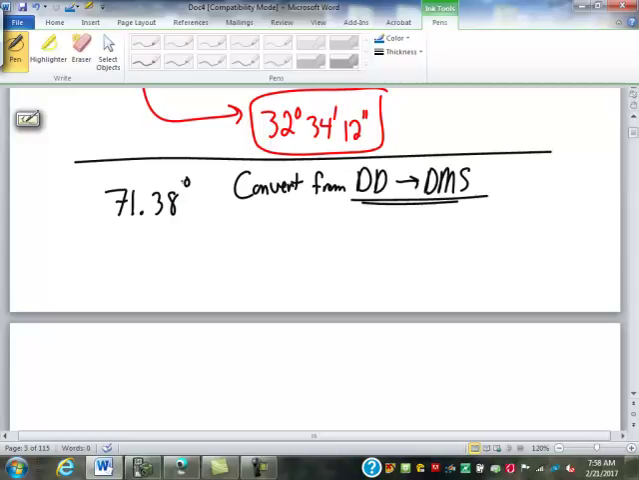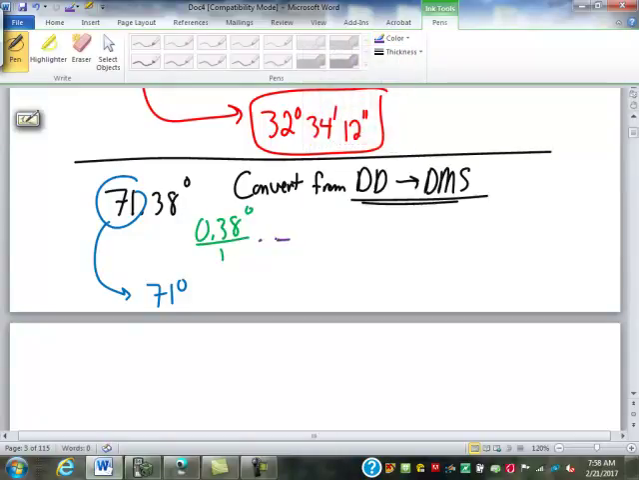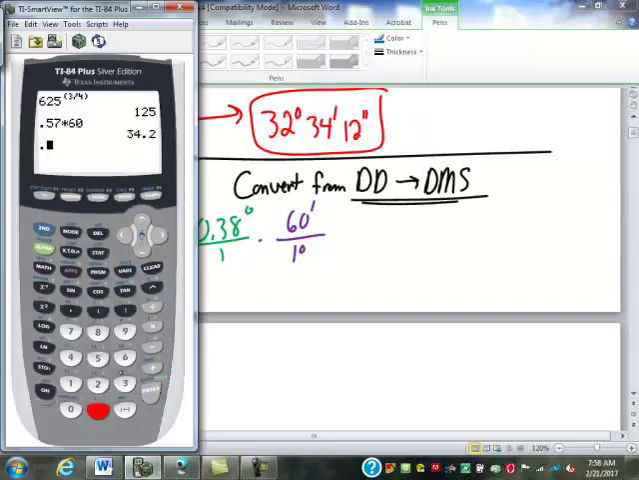So we got 71.38. We're going to take off the 71 degrees. We've got 0.38 left. So you put it over 1. 1 degree is 60 minutes. So you have 0.38 times 60.